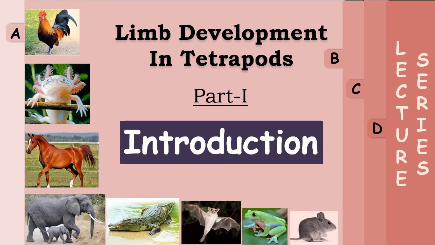So this first part of the lecture series is all about the introduction of limb development in tetrapods. We are going to learn about the basics of limb development in tetrapods. First of all, what is the meaning of this word tetrapod? Tetra means four and pods or poda means legs. So those organisms that have four limbs are known as tetrapods. What are the different types of organisms that are included under tetrapods?